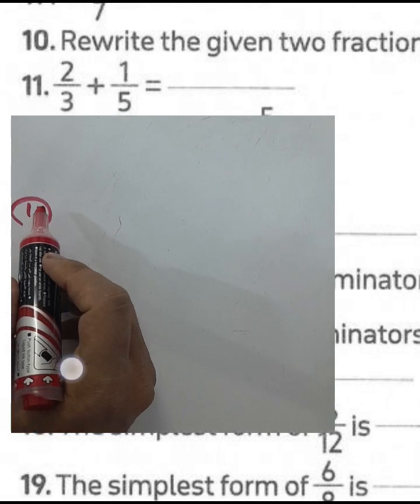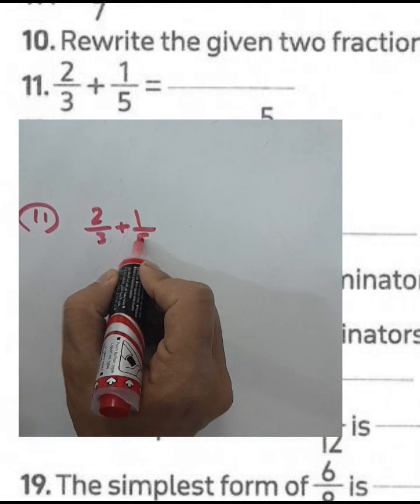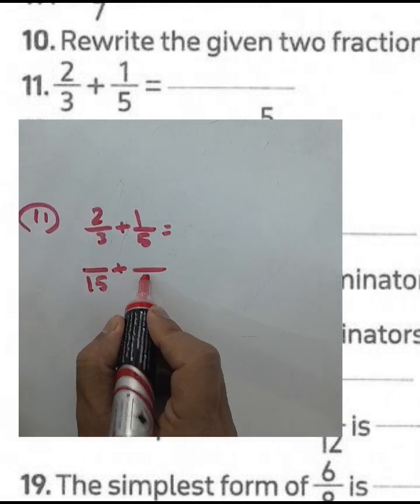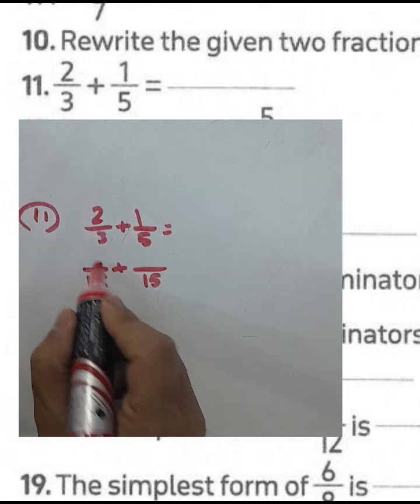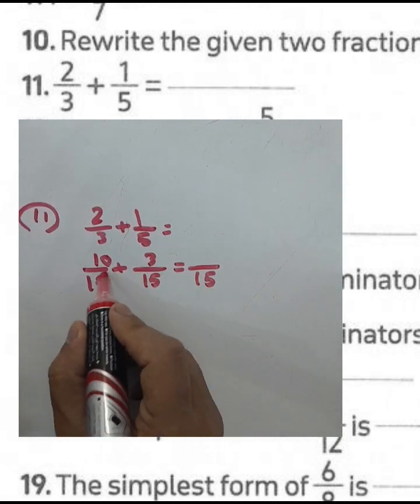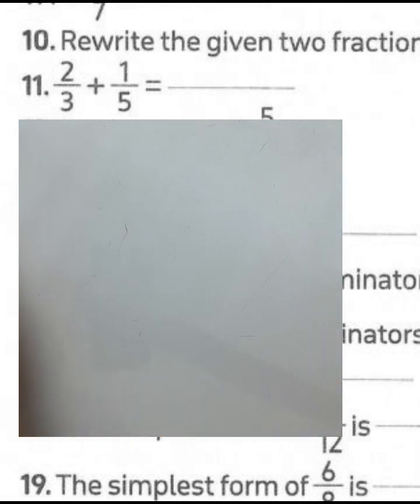We have 2 over 3 plus 1 over 5. You can write the least common multiple between 5 and 3, their product, 15. 2 times 5 equals 10 and 3 times 1 equals 3, and then you can add them. 10 plus 3 equals 13. The result will be 13 over 15.